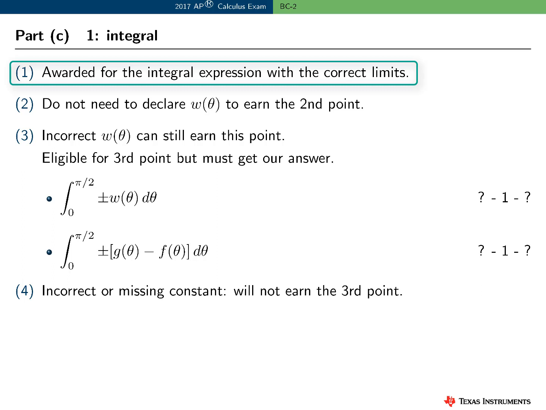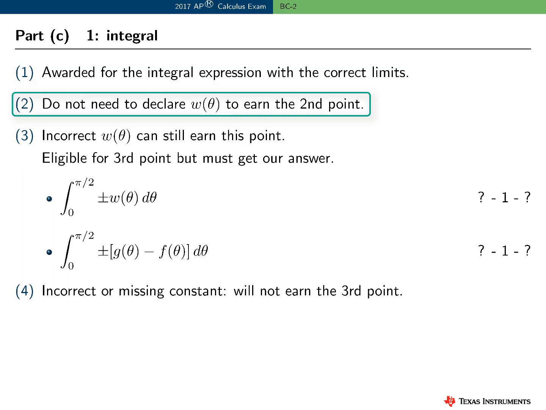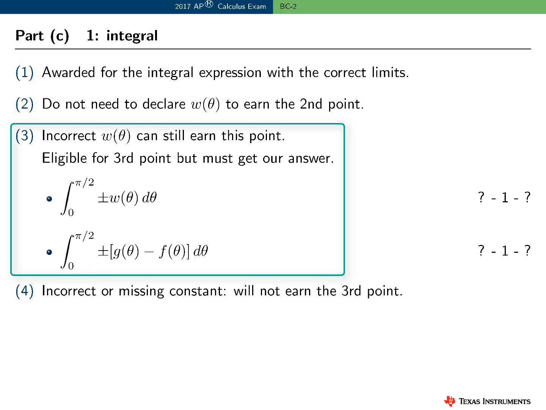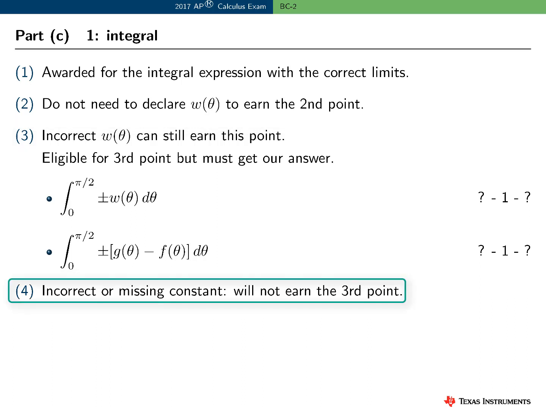The second point in Part C was for the correct integral expression as part of the average value calculation. And the correct limits must be included here in order to earn this point. The student doesn't need to declare W of theta to earn this point. And an incorrect expression for W of theta can still earn this second point. And here are some examples. The student is still eligible for the third point, but they must get our answer. And if there is a missing or an incorrect constant, the student cannot earn the third point.